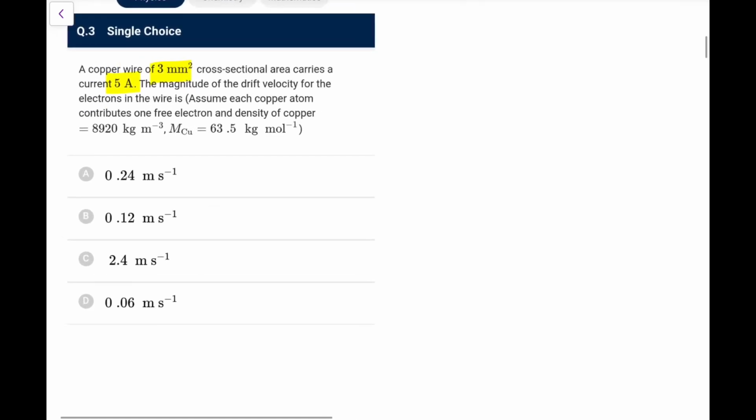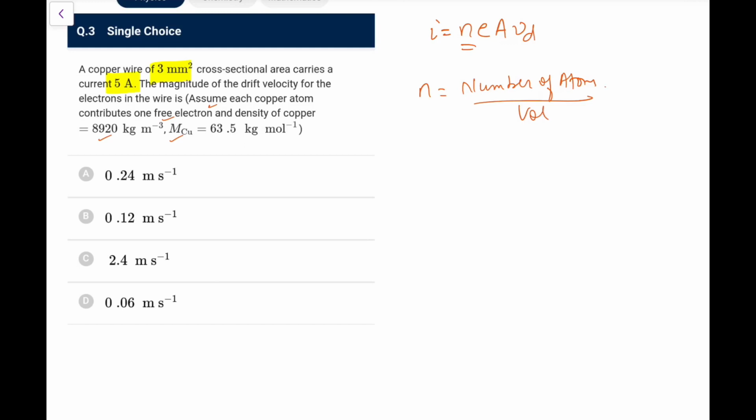A copper wire of 3 mm square area carries 5 ampere current. The magnitude of the drift velocity will be, okay. So simply you are given the mass, you are given this, and you are given that one free electron is contributed per atom. So it's a standard problem. You know I is equal to NeAvd. Now what is N? N is the number of free electrons per unit volume. That here would be equal to the number of atoms per unit volume into the number of free electrons per atom.